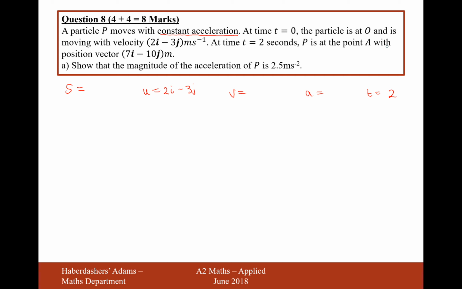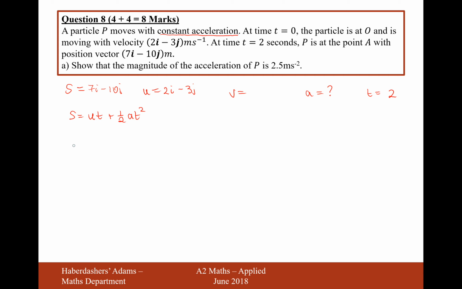At point A, it is at position vector 7i minus 10j, so that's the distance that it's moved, and we want to find the acceleration. So we want to use the formula linking s, u, a, and t together, so that's going to be s equals ut plus half at squared. Okay, let's go for it then.